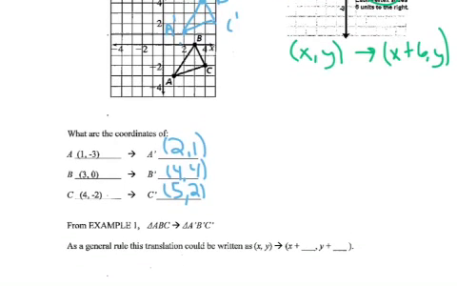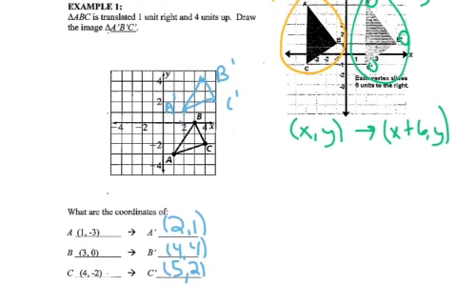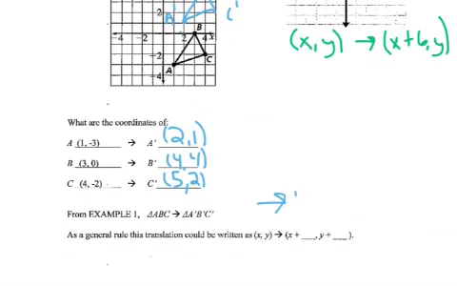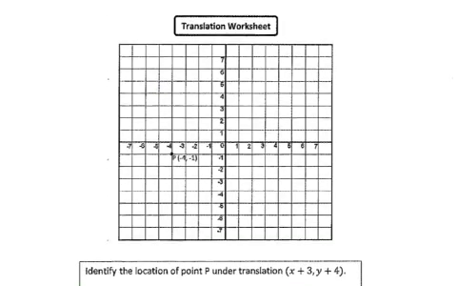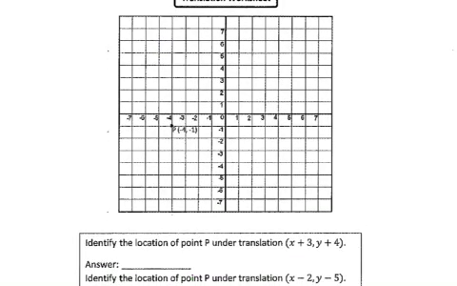Then it says I need to write a rule. So a general rule, this translation could be written as, remember the x-axis, I moved to the right 1 unit. So I moved to the right 1. And I moved it up 4. So anytime I move to the right 1, when I move to the right, I'm adding 1, and I went up 4. So since I went up, that is also adding 4. So that is my rule for the first one. If we take a look here, I'm going to do the first two with you.